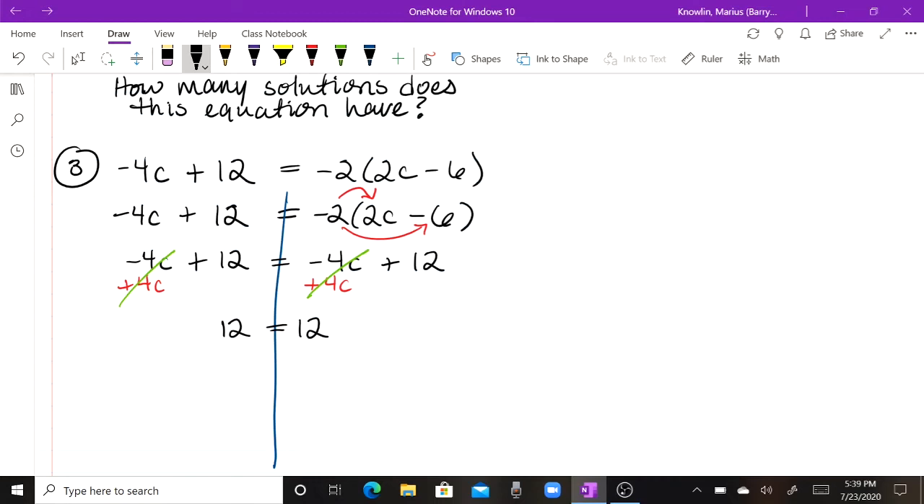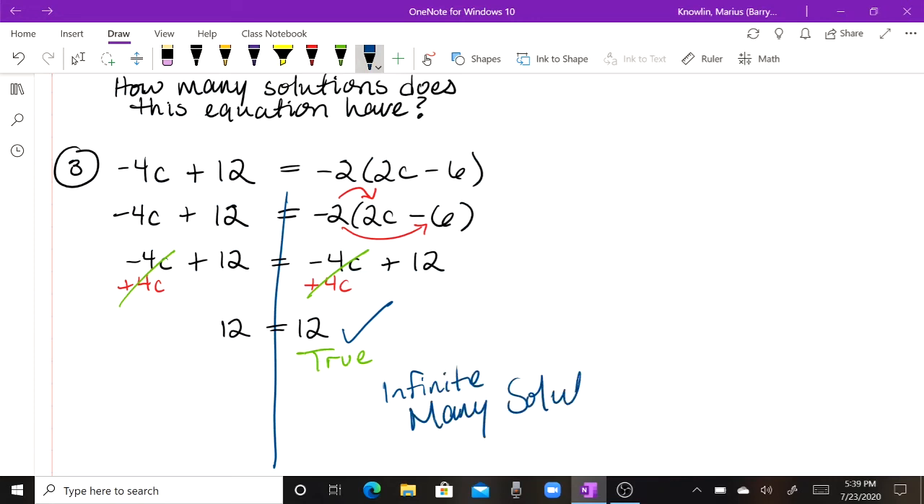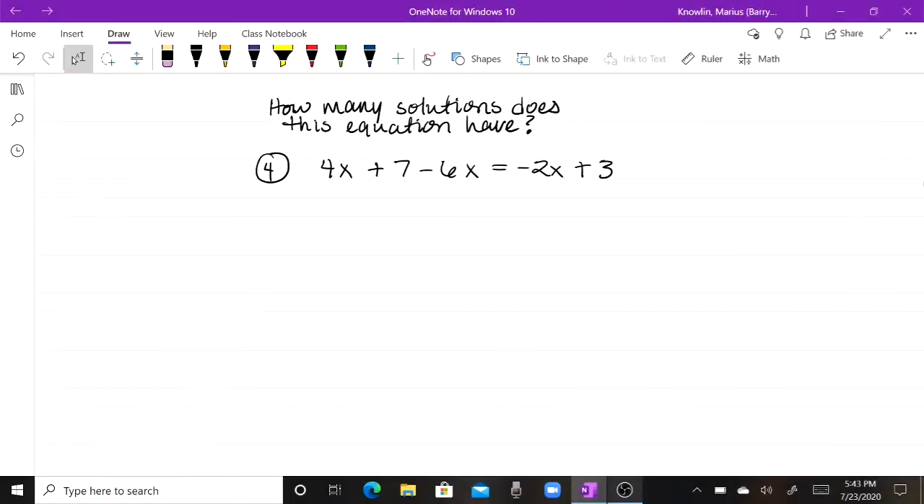And when we have a situation where both sides are equal to each other, we know that that is a true statement. Therefore, this has infinite many solutions. We can look at number 4. Once again, we're still looking for how many solutions does this equation have. So we'll start off by rewriting it once again and then dividing our equation into two parts, a left side and a right side.